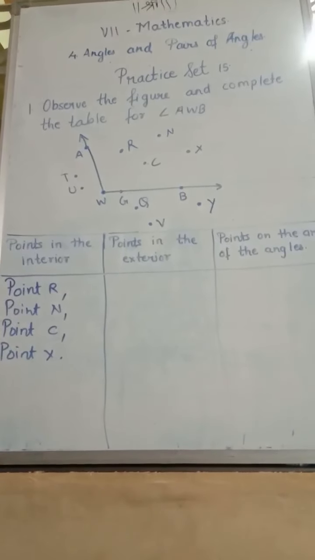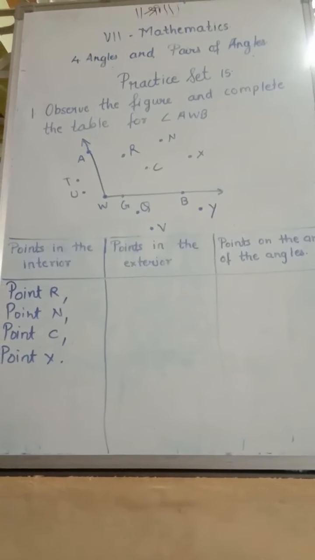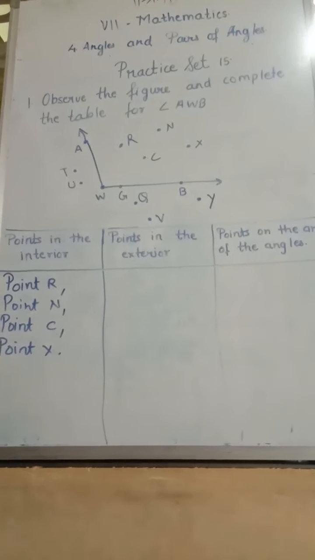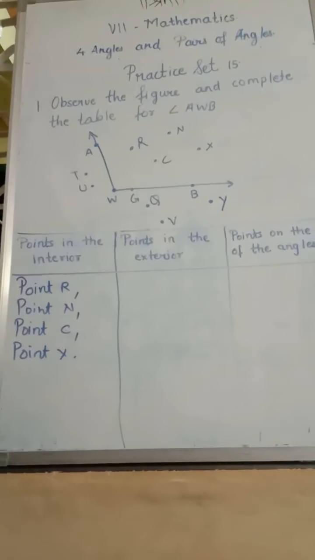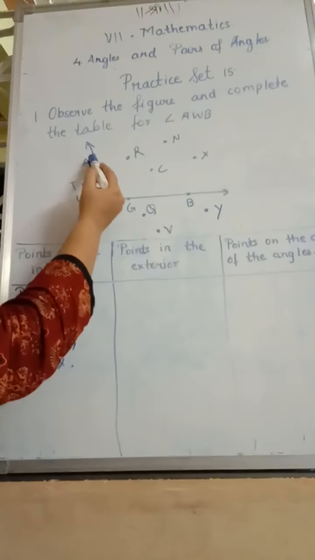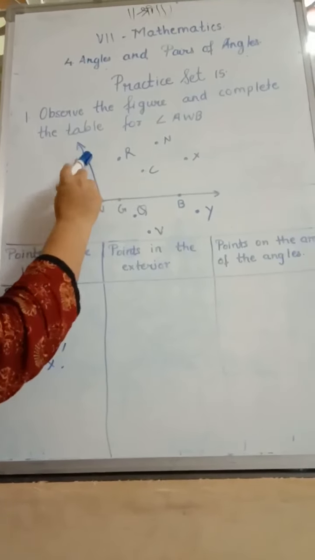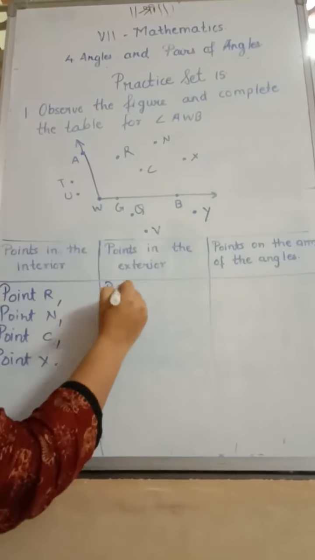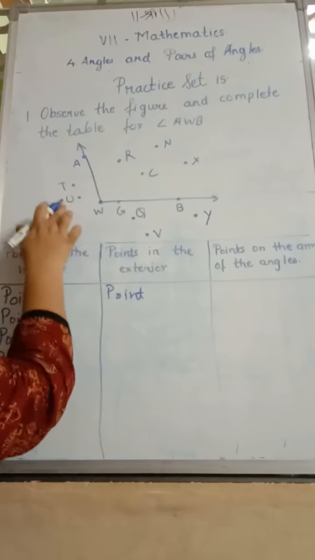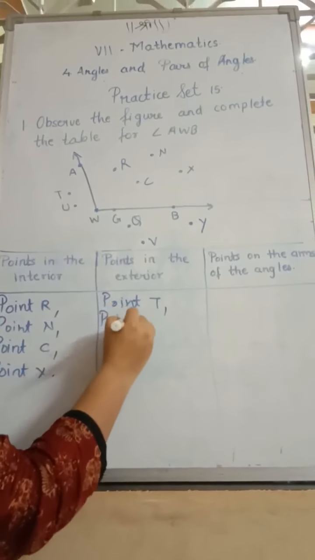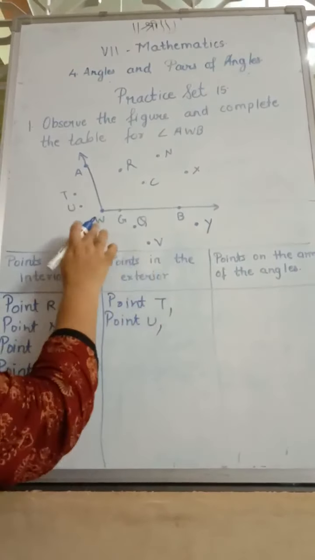Okay. Now points in the exterior. Now you will be confused between the points in the exterior and points on the arm. See properly and then we'll answer it. Yes, so A is on the arm. See the dot where it is. So which are outside? That is point T, point U. Point T, point U, on the other side.